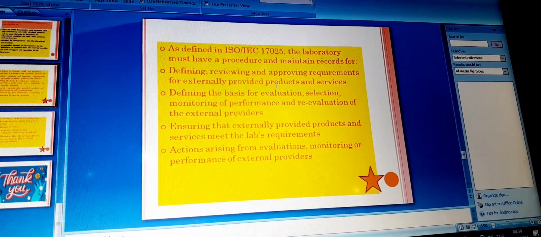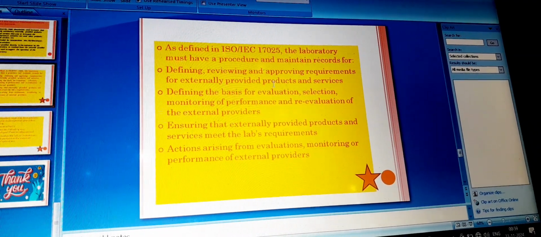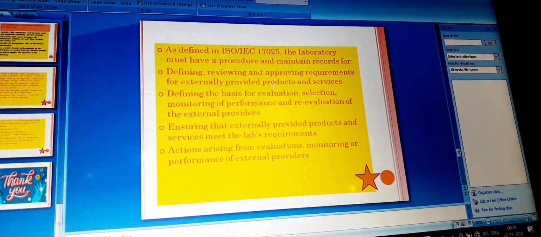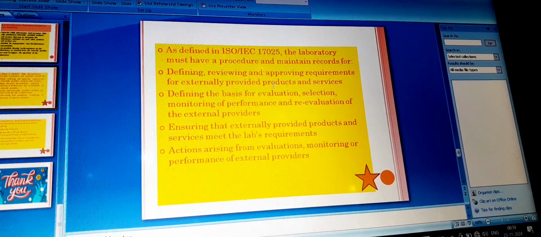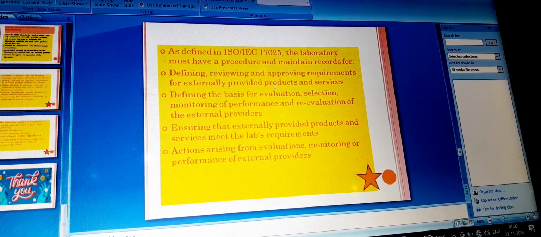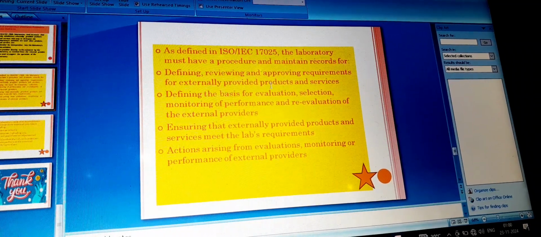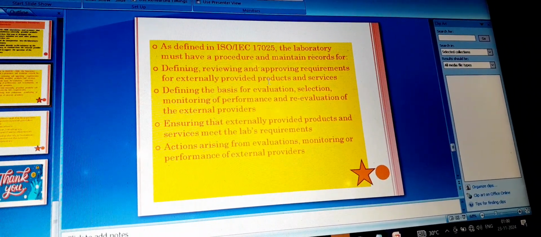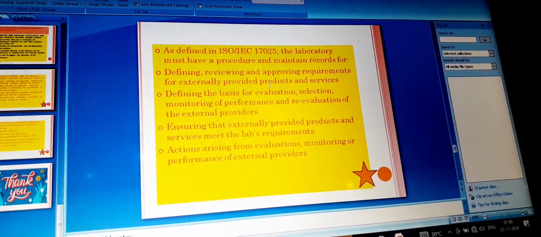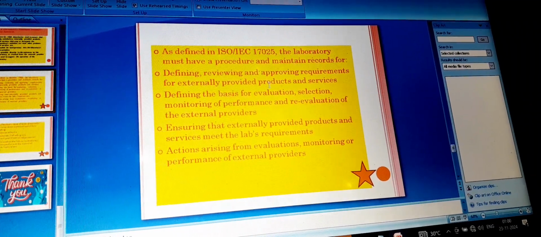As defined in ISO/IEC 17025, the laboratory must have a procedure and maintain records for defining, reviewing and approving the requirements for externally provided products and services. The basis for evaluation, selection, monitoring of performance and re-evaluation of the external provider must also be documented, ensuring that externally provided products and services meet the lab requirements, along with actions arising from evaluation, monitoring or performance of the external provider.